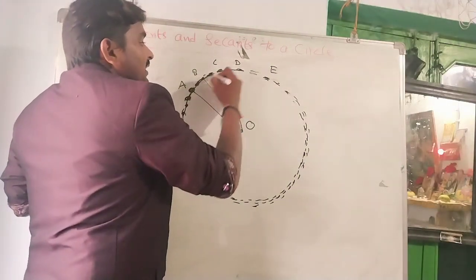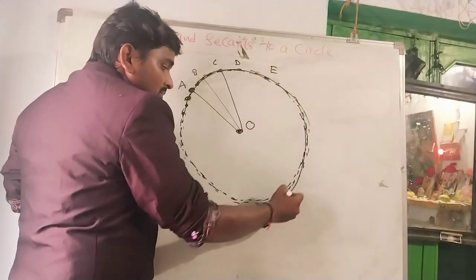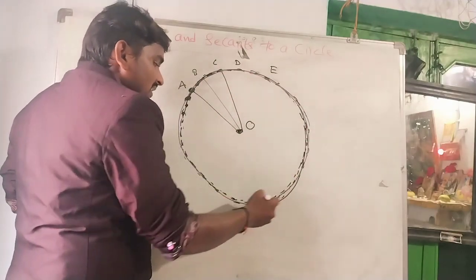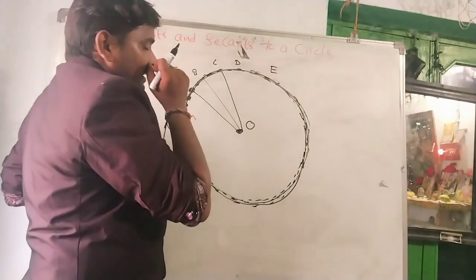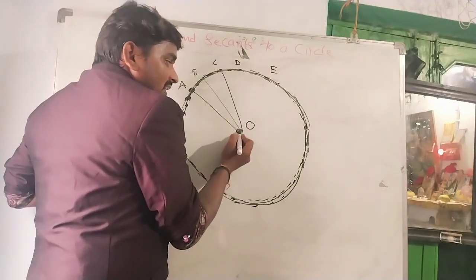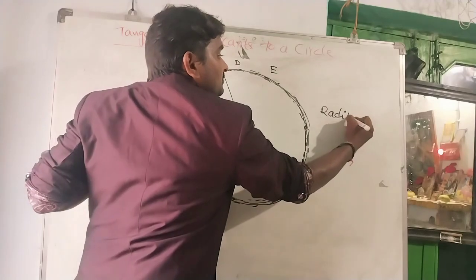Actually, if we join all these points, then we will get a round shaped figure, and we call this round shaped figure a circle. So this is a circle, right? You see, this is the fixed point of a circle.